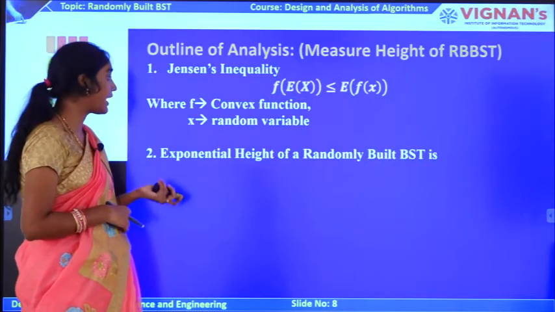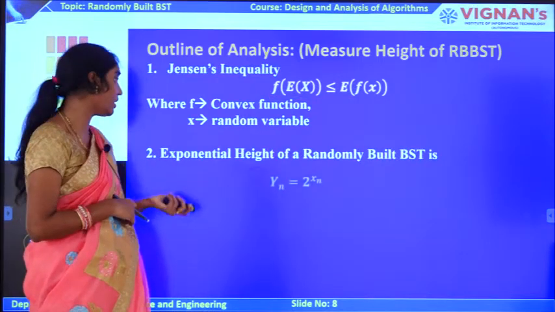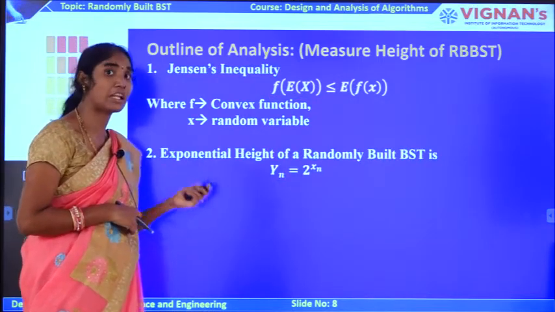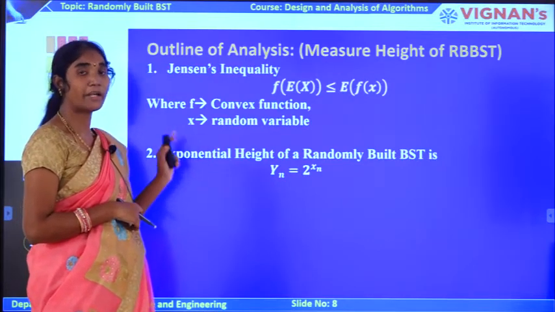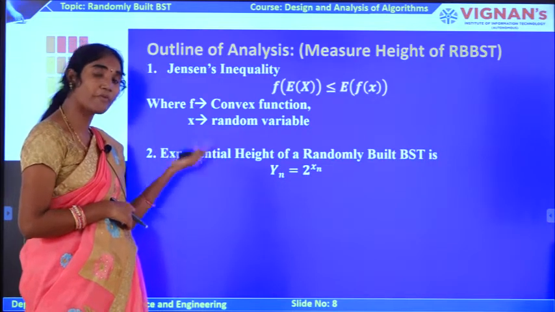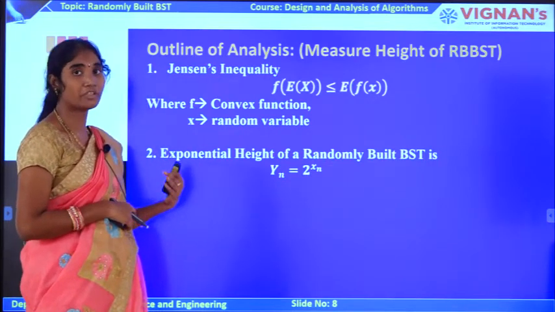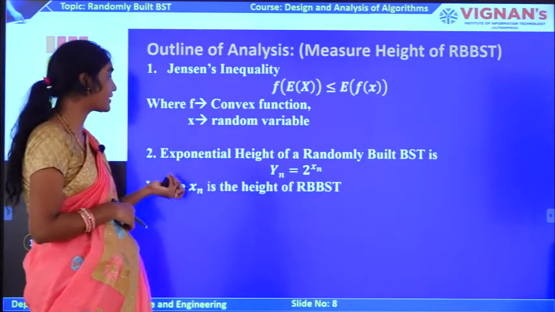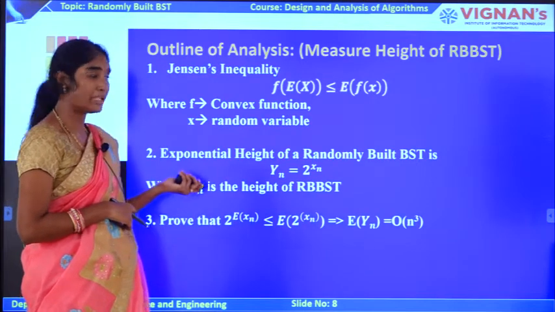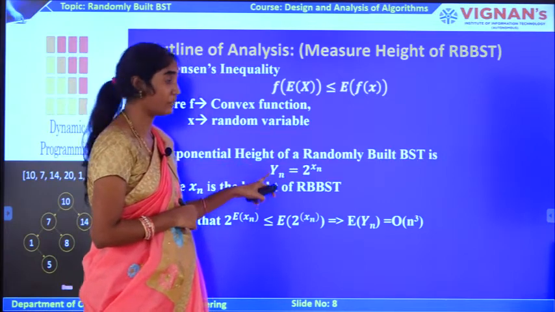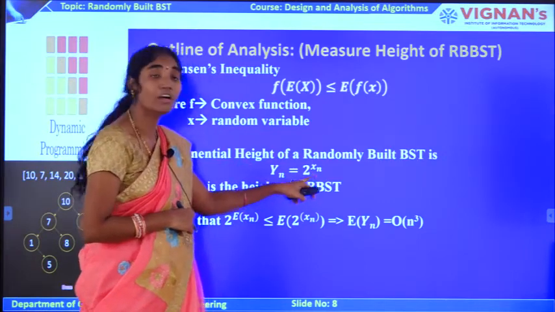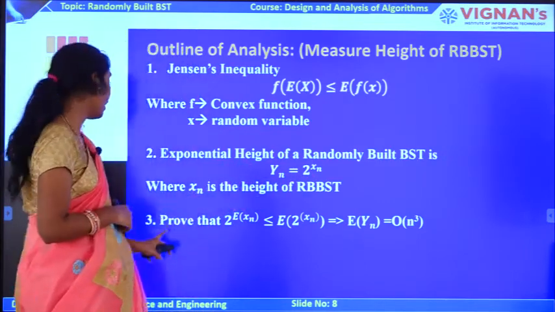There is one more thing: the exponential height of a randomly built binary search tree. Exponential height is Yn equal to 2 to the power of Xn. Depending upon the values, our height will be determined. Here Xn is the height of the randomly built binary search tree, Yn is the exponential height, whereas Xn is the normal height. Please remember.